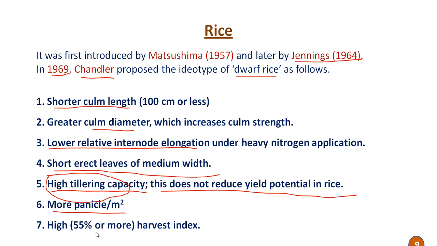And a high harvest index, that is 55% or more. Harvest index is nothing but the ratio of economic yield to biological yield. So a rice plant having a harvest index of 55% or more is a good one.